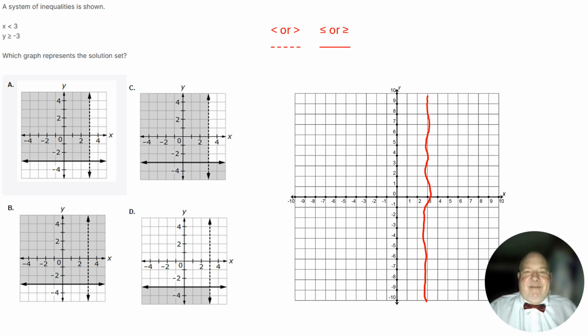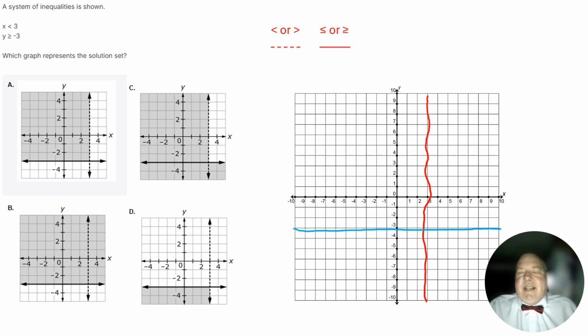And then I have my other inequality here. y is greater than or equal to -3. That's a horizontal line going through y at -3. Well, that one's much better than the other line. And that one gets shaded either above or below. So let's go back to the first one we graphed, x less than 3. So you're either shading on the left or on the right.